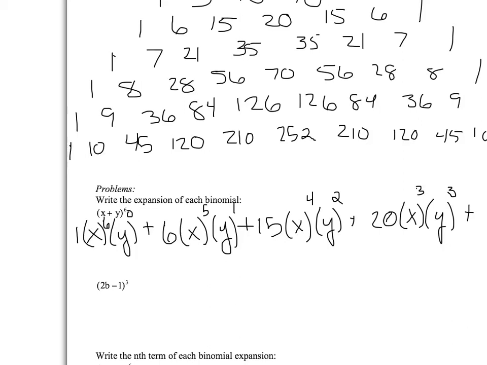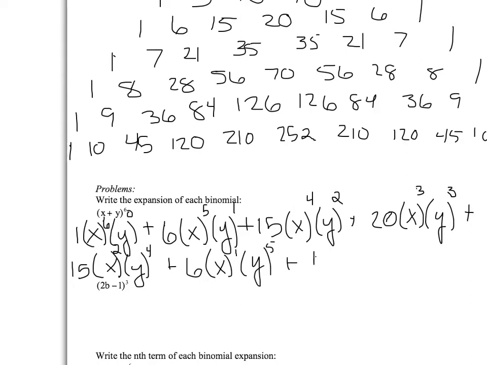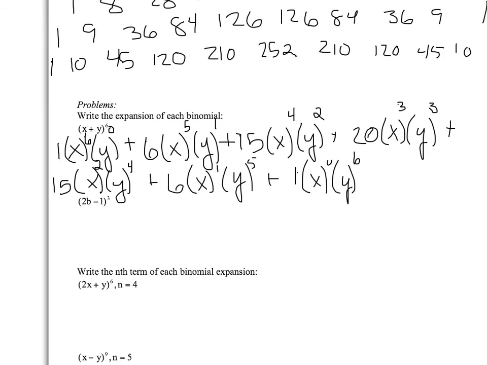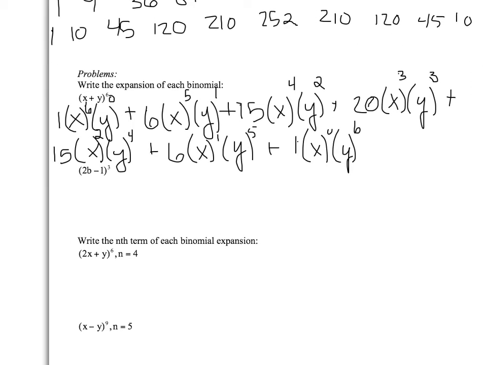You should be seeing a pattern here. Plus 15 times x to the second power times y to the fourth power. Plus 6 times x to the first power times y to the fifth power. Plus 1 times x to the 0 power times y to the sixth power. From there, we just need to simplify what we can here. I'll do it in red.